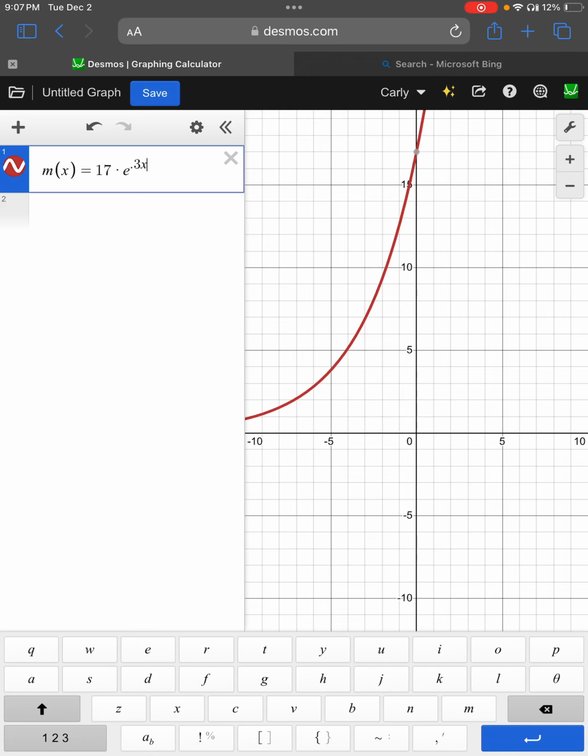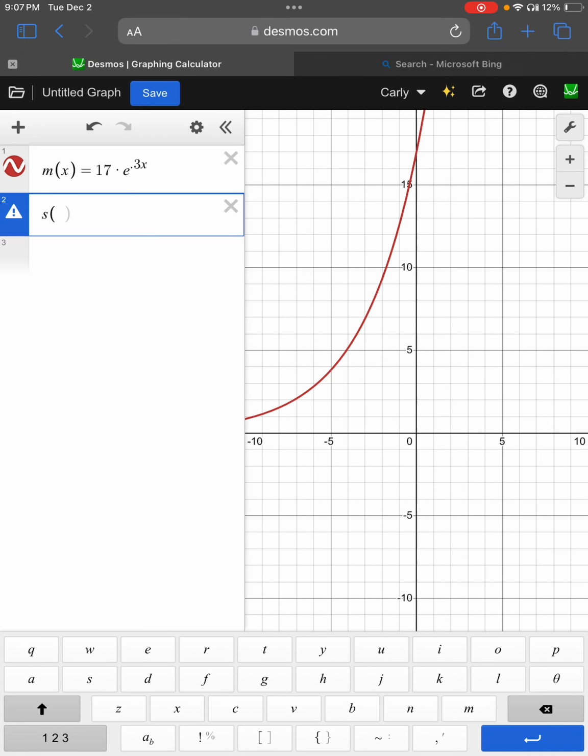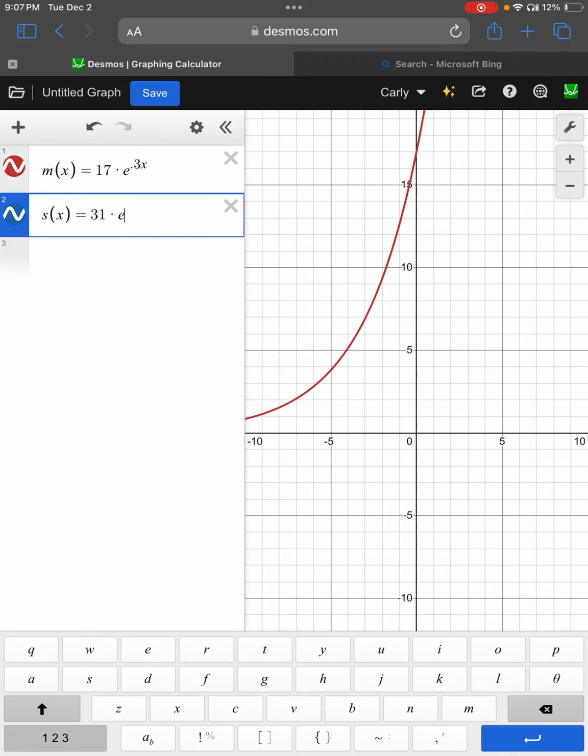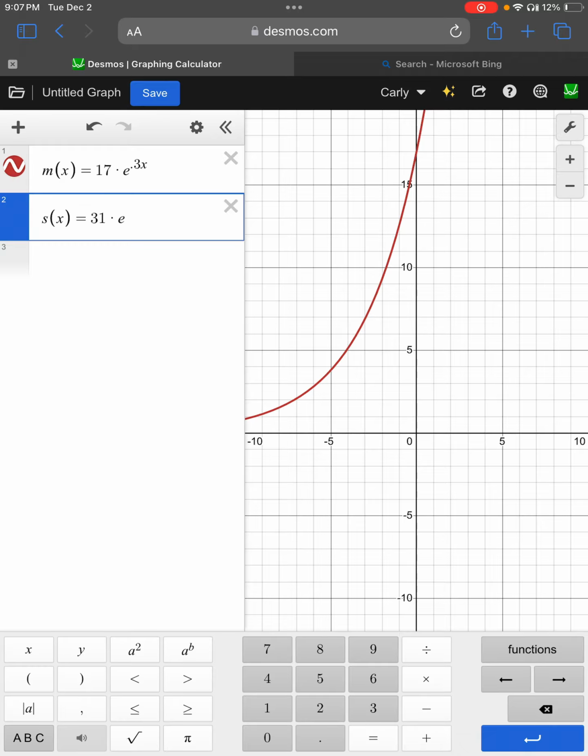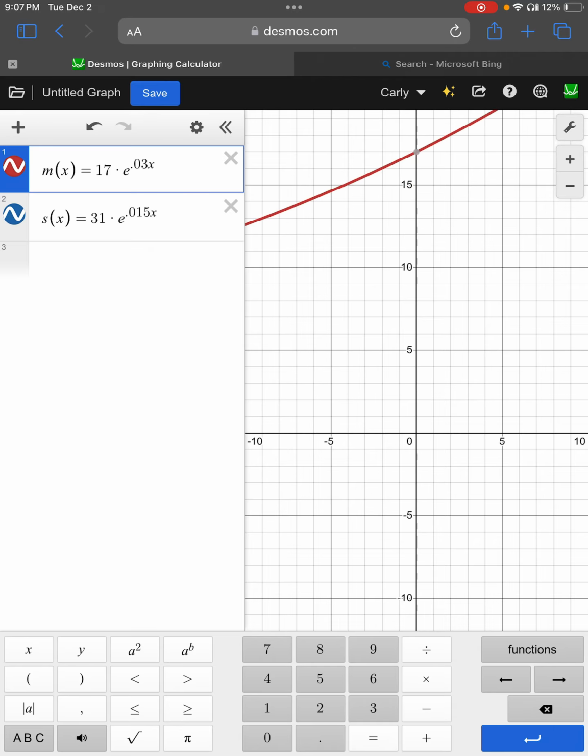Whew, there it goes. And we're going to have S. And again, because we are in Desmos, we are going to do S of X equals 31 times E to the 0.015 X. Oh, because I want 0.03. Pardon. Well, I fixed my function. Whew. Okay. Oh, I see them.